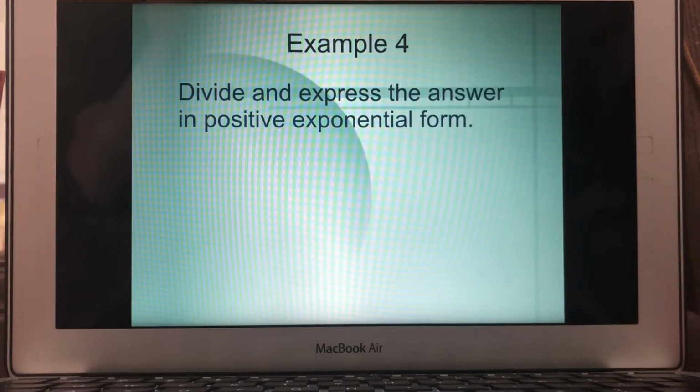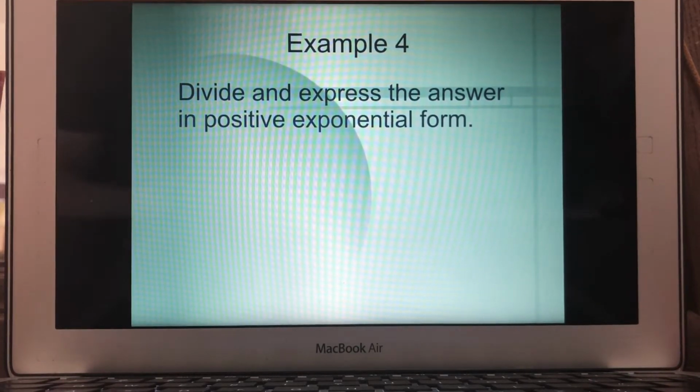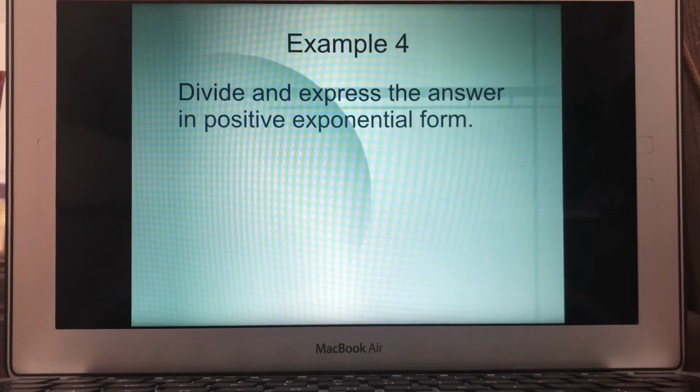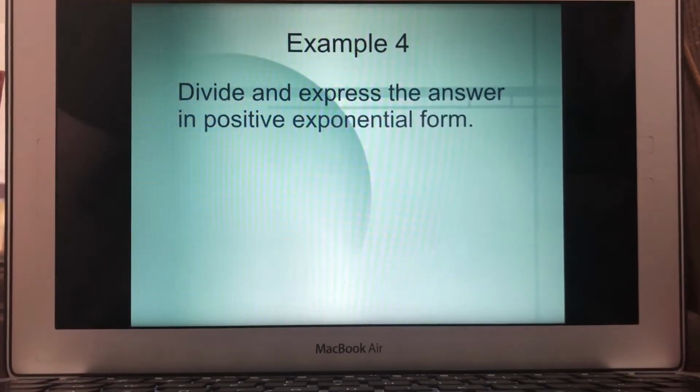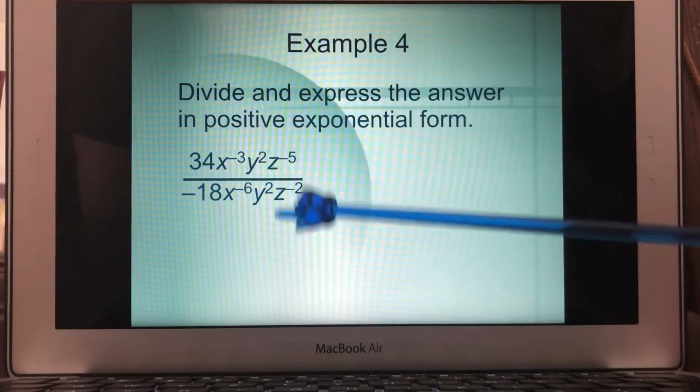Divide and express the answer in positive exponential form. We've been seeing a lot of examples with negative exponents, but there will be many times you will be asked to rewrite that negative power into positive exponential form. And you're going to probably be wondering, how do we do that? Well, let's take a look at all this right here.